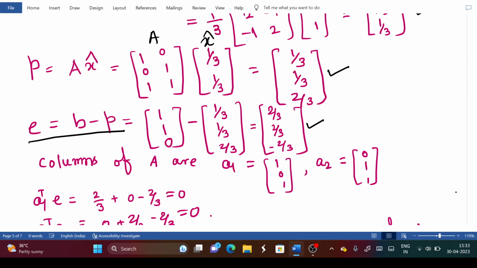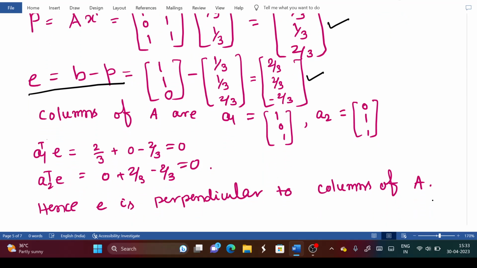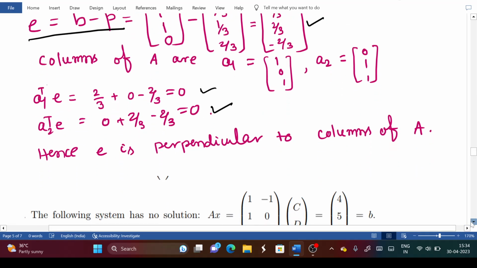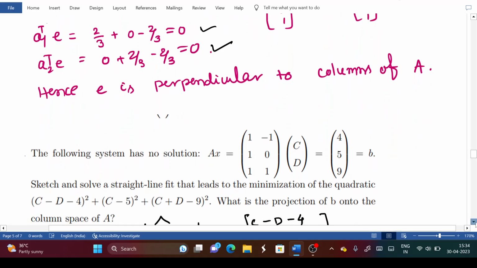Now, the columns of A: A1 is equal to 1, 0, 1, and the second column A2 is 0, 1, 1. So A1 transpose E, that is the inner product of A1 with E, is giving me 2 by 3, 0, minus 2 by 3. So again it is giving 0. Similarly, A2 transpose E is equal to 0, 2 by 3, minus 2 by 3. So in both cases we got 0. Hence E is perpendicular to the columns of A, that is, E is perpendicular to the column space of A. Hence the target is achieved.